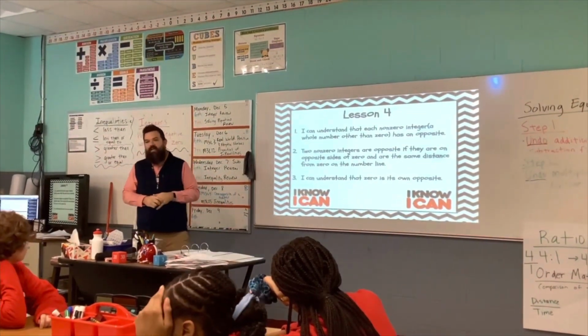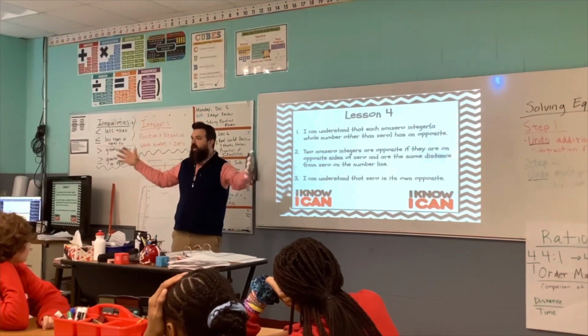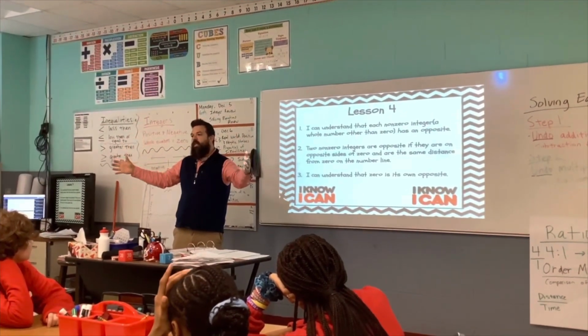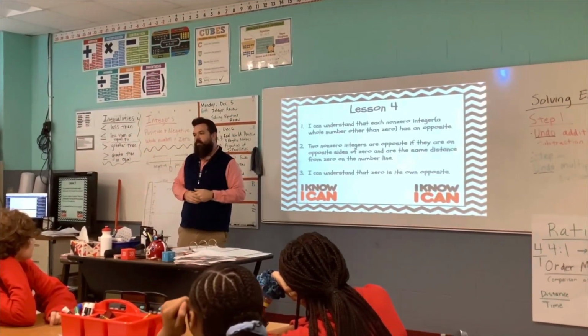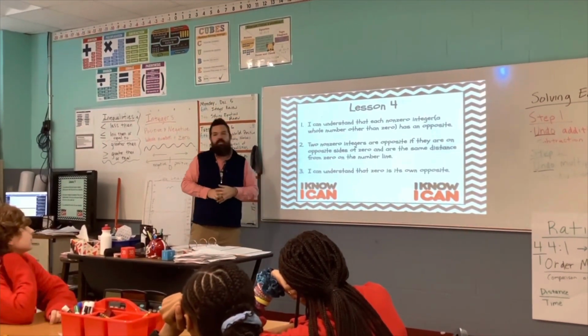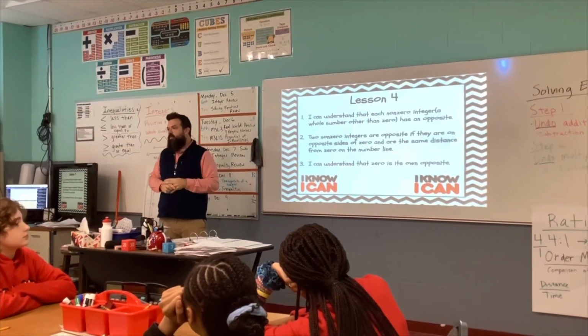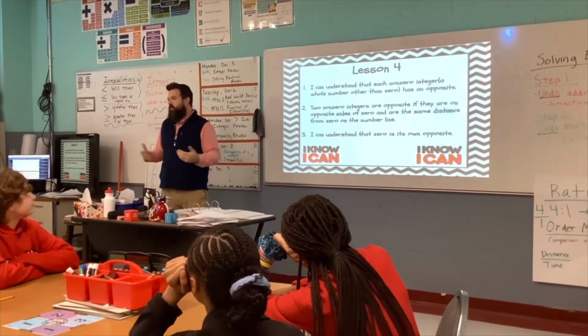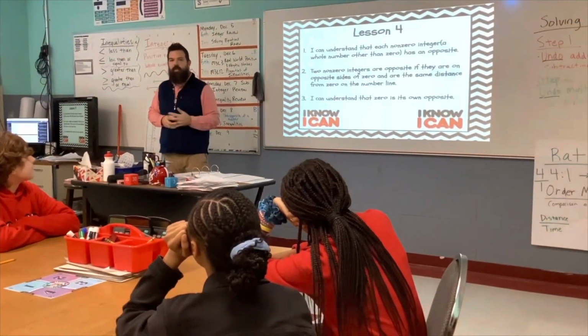So we're going to go outside in a little bit and look at how numbers are opposite if they are equal distance from 0. They're the same distance. And then last is I can understand that 0 is its own opposite. So 0 does not have an opposite because it is its own opposite. And so we will see that on the number line as well.